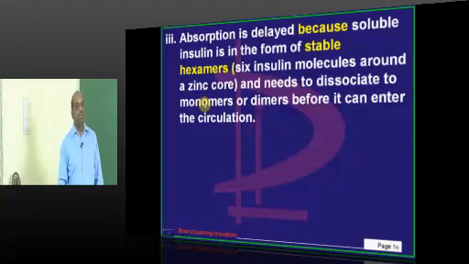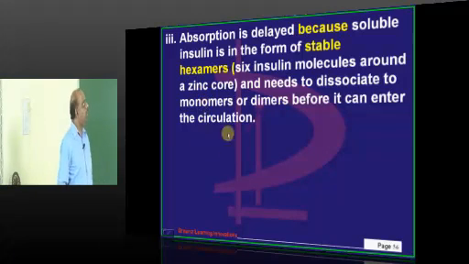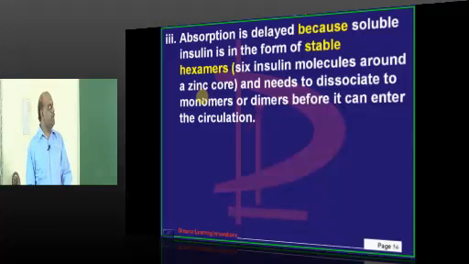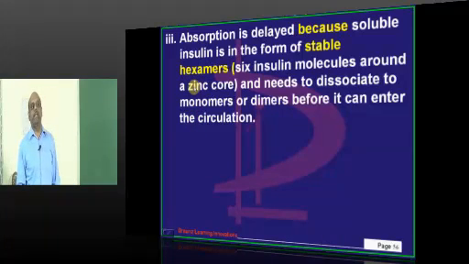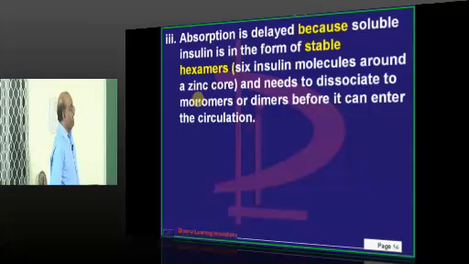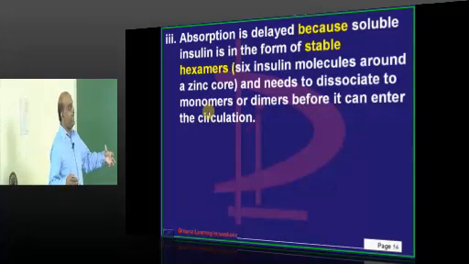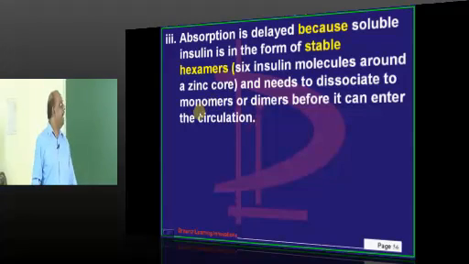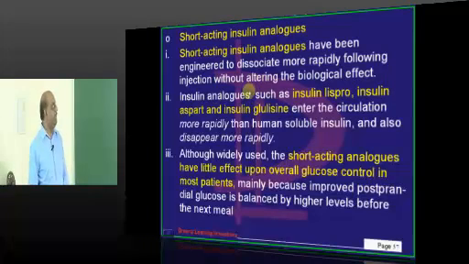Now, the absorption of the insulin is delayed because the regular insulin, or soluble insulin, as you call it, is in the form of stable hexamers. That is 6 insulin molecules around a zinc core, and it needs to dissociate before it shows its action, and that is the reason the absorption typically becomes delayed.